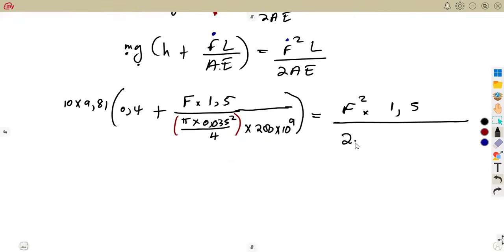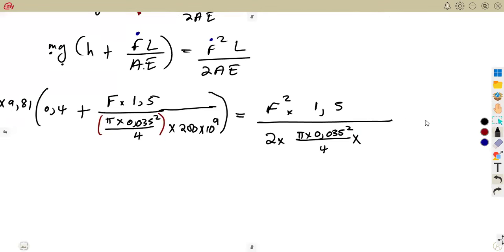So that's 2 times A, which is our area, pi times d squared, 0,035 squared, everything over 4, like this. Okay, that's our area times E, which is our Young's modulus, which is 200 times 10 to the exponent of 9, the gigapascal.